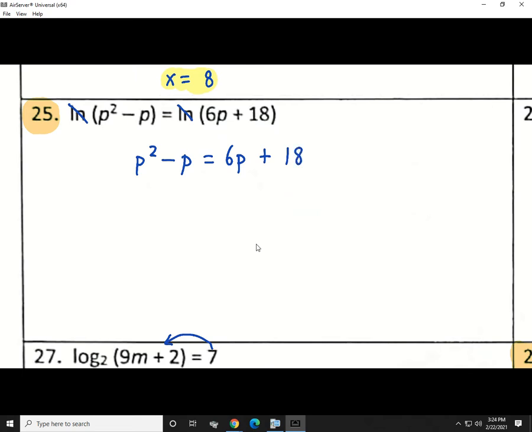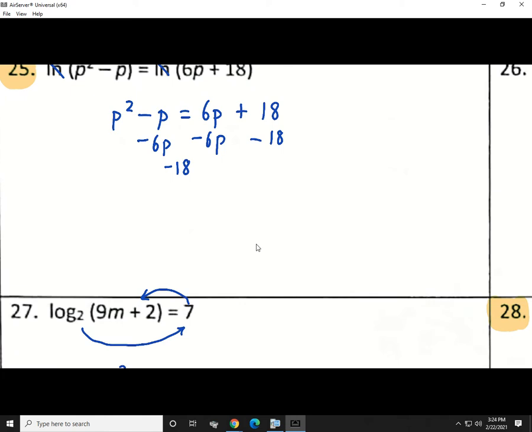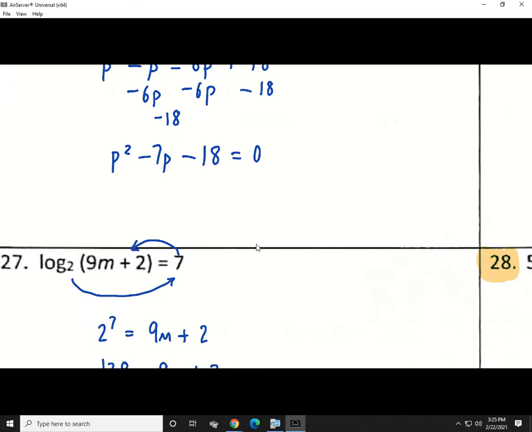So the reason I want to do this one is because you're going to have one that does this. You're going to need to load up one side. So we're going to subtract 6p from the negative p, and we're going to subtract the 18 from really nothing. And what that's going to leave me with is p squared minus 7p minus 18 equals 0. And we're going to factor this problem, because see how you have p squared and p?